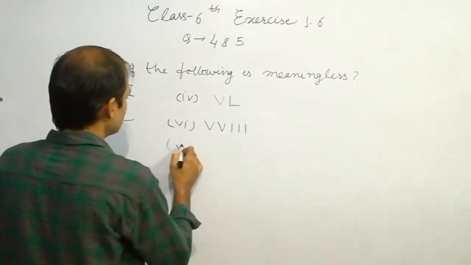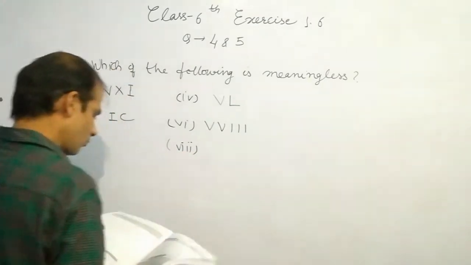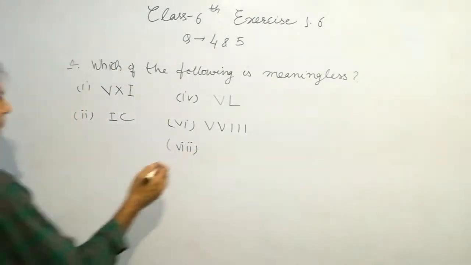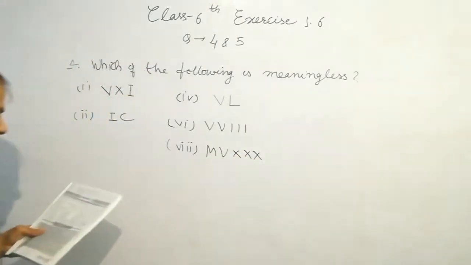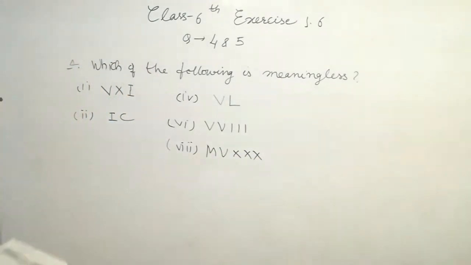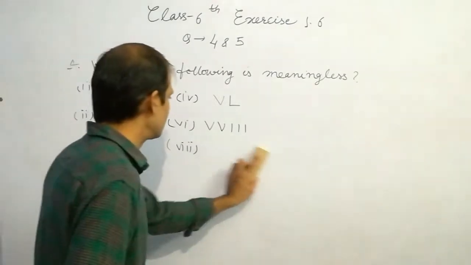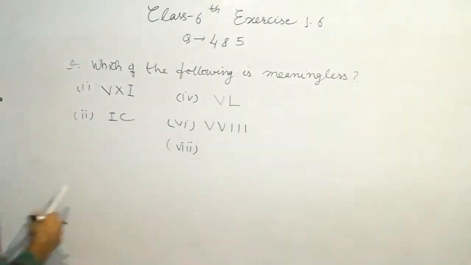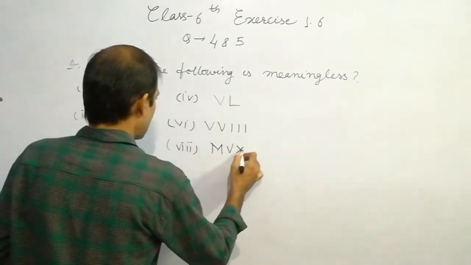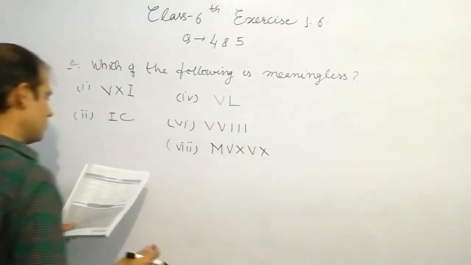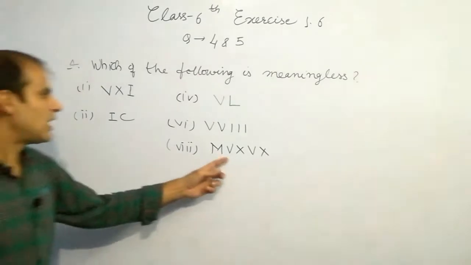And next is 8th. So what is 8th? It is M, V, triple X. M, V, X, V, X.